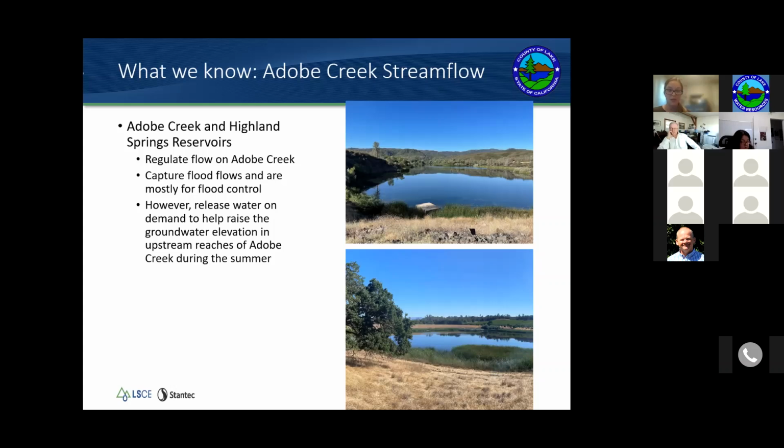So there are some operation criteria that's required as it relates to flow, but it's not something that is set in stone, and it's something we can get information on that would help us better understand the connection between surface water and groundwater.